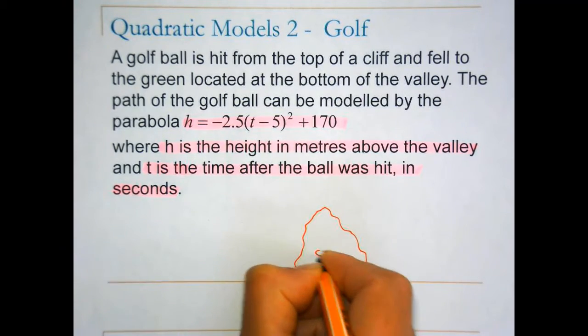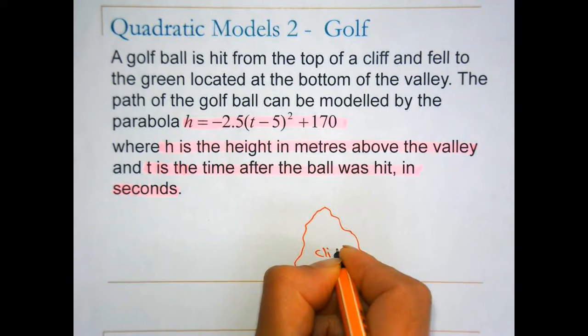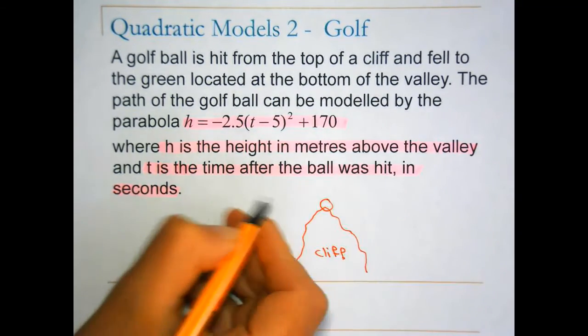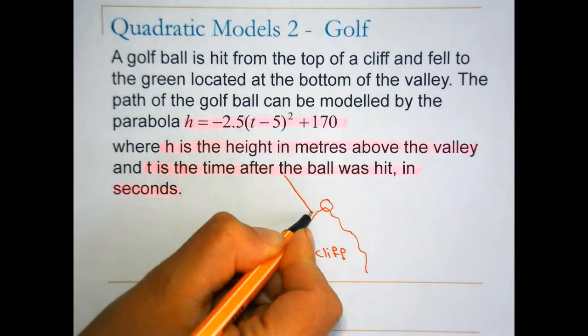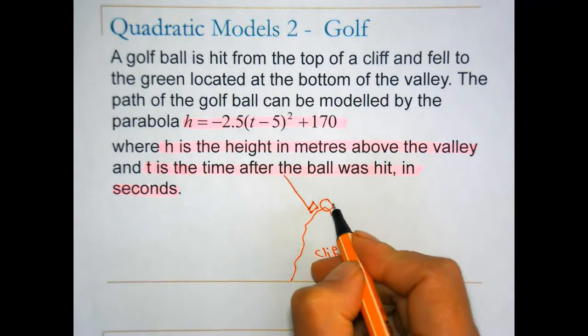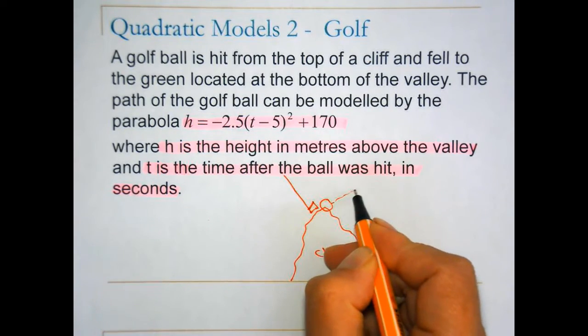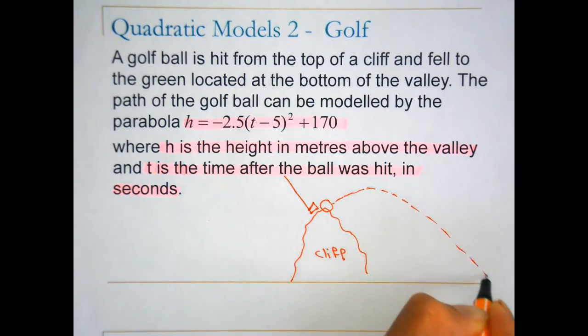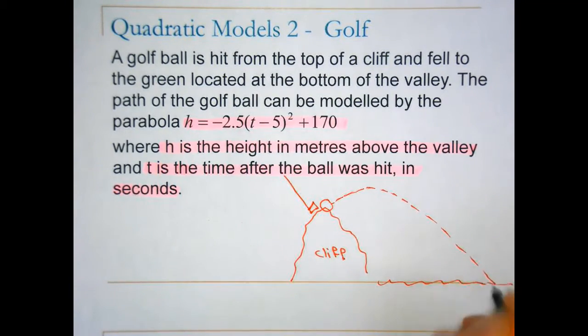So we have a cliff and we have a golf ball and we have a putter, and I'm sure you know that art is not my forte. So this is going to be hit, it goes up and then it will come down. And this is the green.